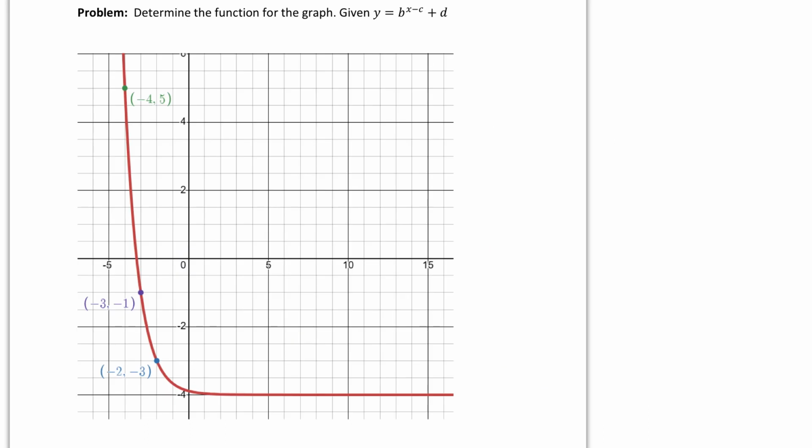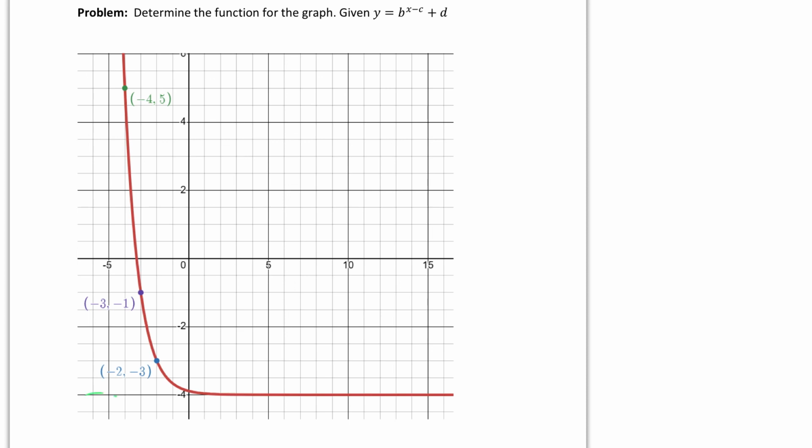All right, here's one that's got all sorts of fun things going on. We have a giant graph. We have b to the x minus c plus d. And again, we need to determine those 3 values. So go ahead and pause the video, give it a try, and then we'll check your answer.